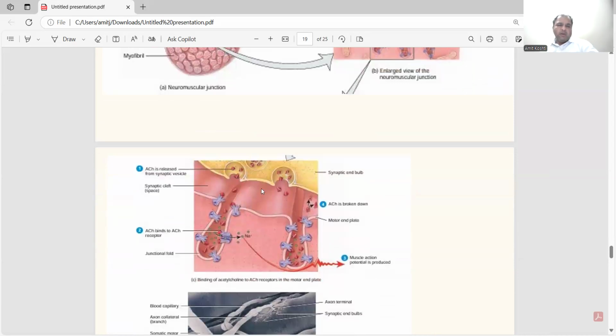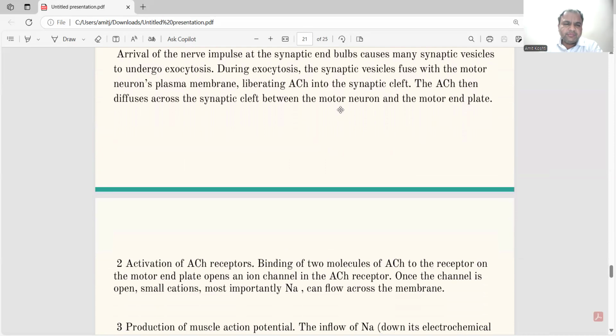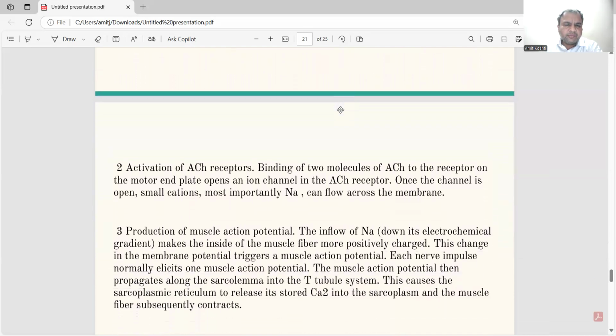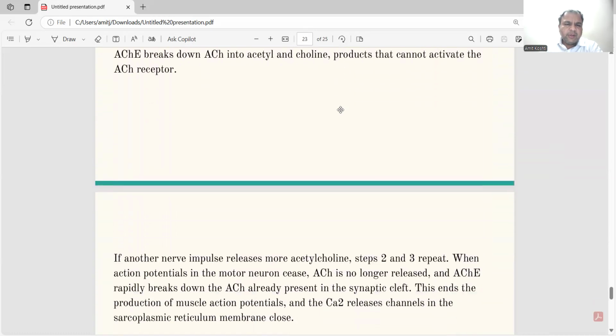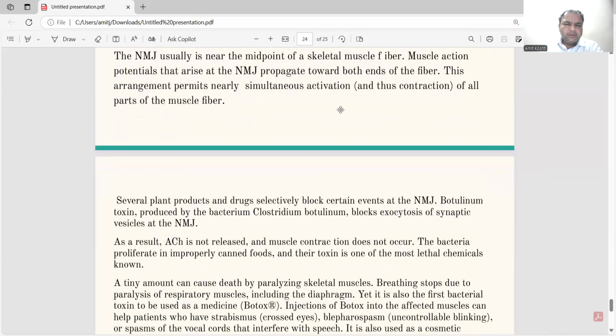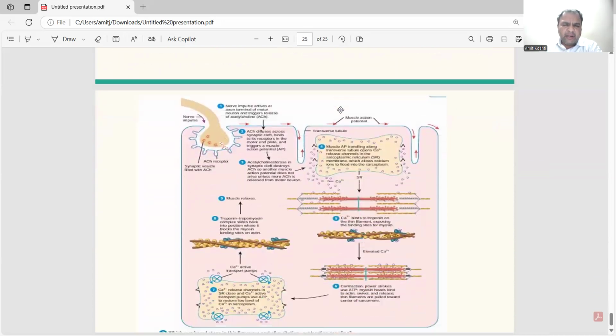So this is all about the synapse. I hope you have enjoyed and learned from this lecture. You can take a snap of these slides and draw a simple diagram. This diagram is not required in the examination. I hope you understood the topic.